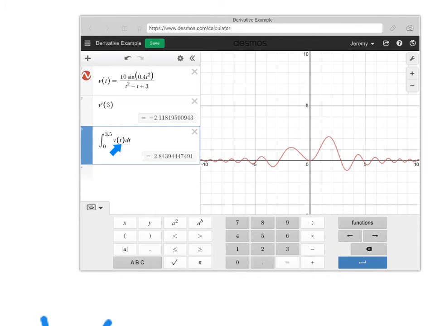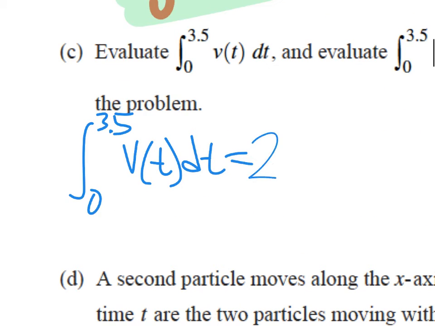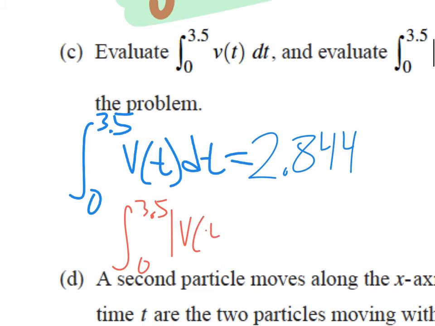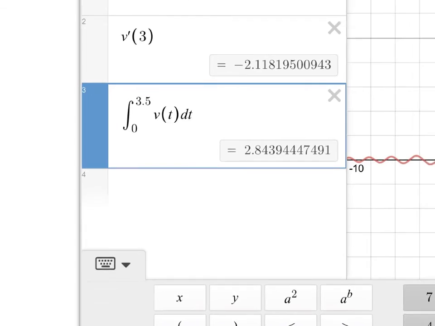So I'm just changing my function there, took off the 5 and changed it to 3.5. We get 2.843. Actually, 2.844. Watch your rounding. 2.844. And now let's go ahead and do the integral from 0 to 3.5 of the absolute value of v of t. So let's go back to the function there and throw an absolute value there.